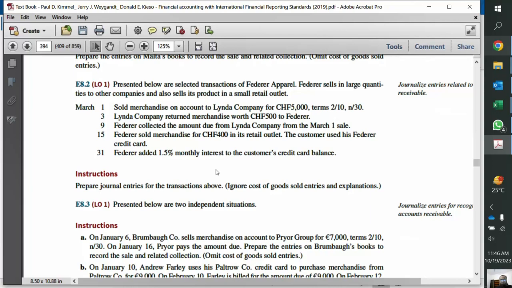Again we have to take care of the discount, and also we have to consider whether this is a periodic system or a perpetual system. So when you see, for example, this entry, sold merchandise on account on these terms, the cost is not given. Now this means that it is all implied that this is the periodic system. So now you have to make all the entries keeping in consideration the periodic system.